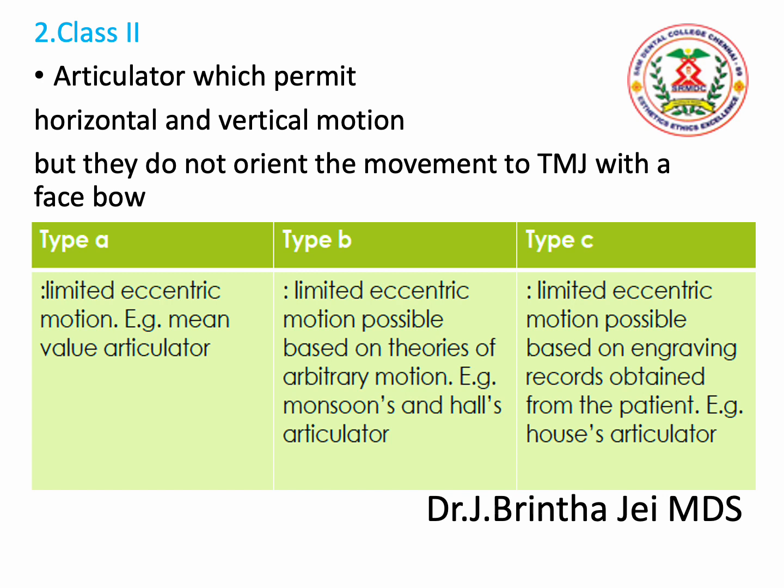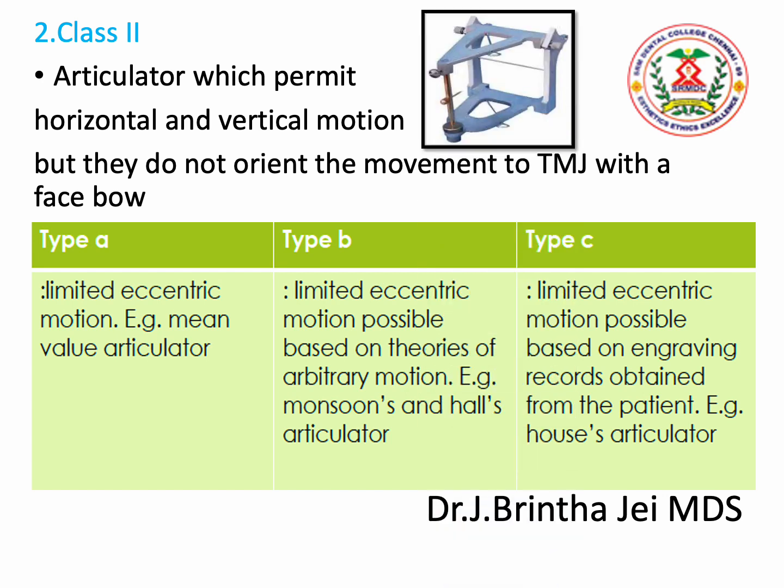The example is the mean value articulator. Next is type B. Here limited eccentric motion is possible, which is based on theories of arbitrary motion, and the examples are the Monson articulator and Hall's articulator. In class 2 type C, limited eccentric motion is made possible, but it is based on engraving records which are obtained from the patient. Example, Hanau's articulator. So this is an example for a type A articulator.